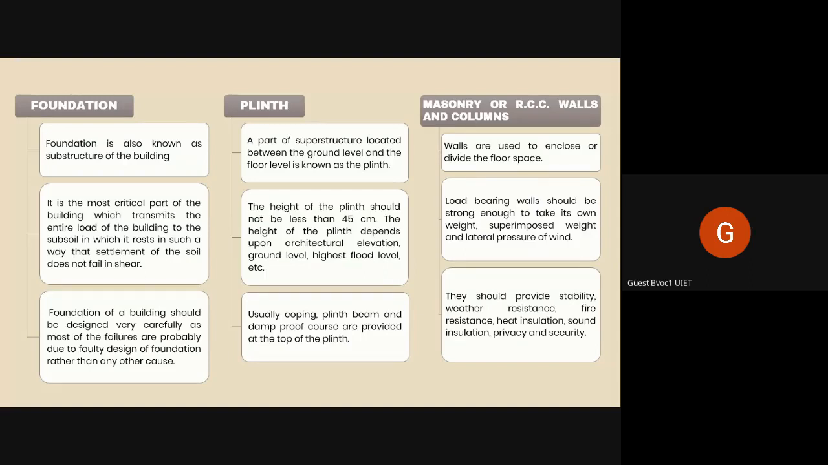Foundation is the very base of the building, meaning the whole building is standing because of the foundation. So we need the foundation to be strong, otherwise the rest of the building that is resting on it will fall down. That's what they're saying: when the foundation is designed and constructed, that should be done very carefully.